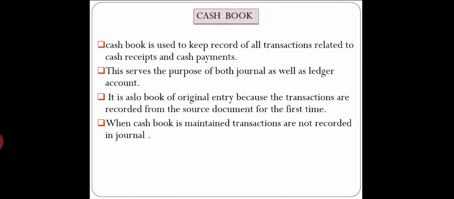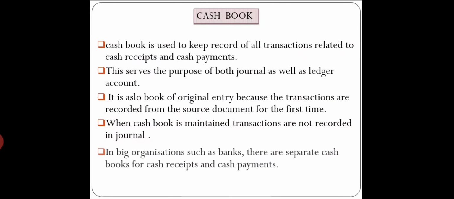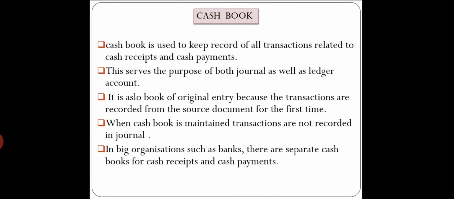When a cash book is maintained, transactions are not recorded in the journal. In big organizations such as banks, there are separate cash books for cash receipts and cash payments.